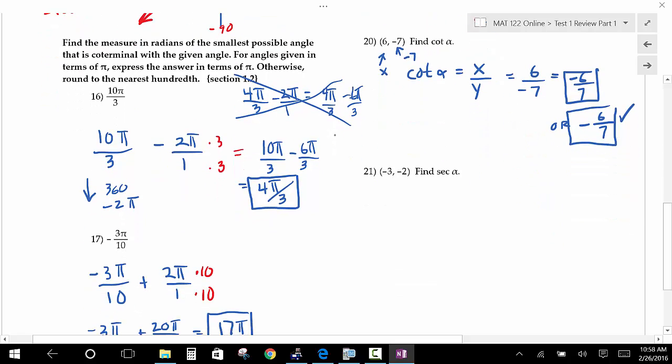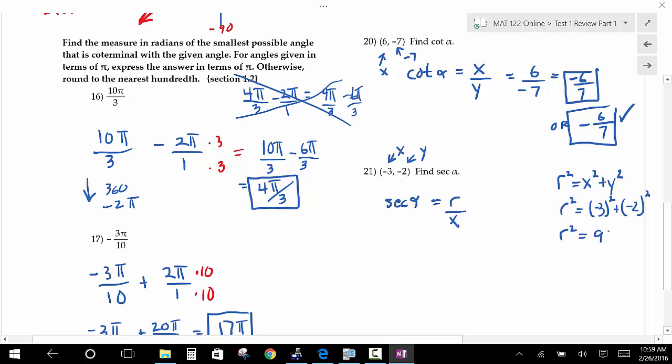All right, a few more of these, just kind of testing the definition. So we know that the secant of alpha by definition is r over x. I did give x. I did give y, but y is not necessary in this problem. I did not give r, so we have to find it. So we need to use the Pythagorean theorem. So we're going to do r squared equals x squared plus y squared. Okay, x is negative 3. y is negative 2. So that will give r squared equals 9 plus 4. That's r squared equals 13. Square root both sides. r is equal to square root of 13.